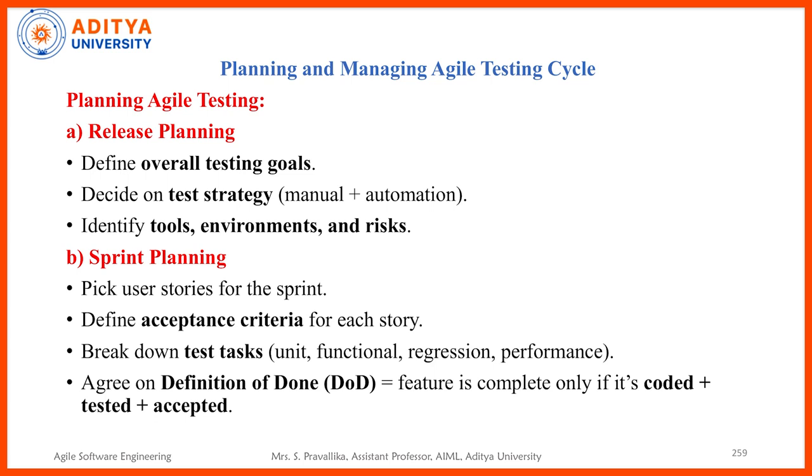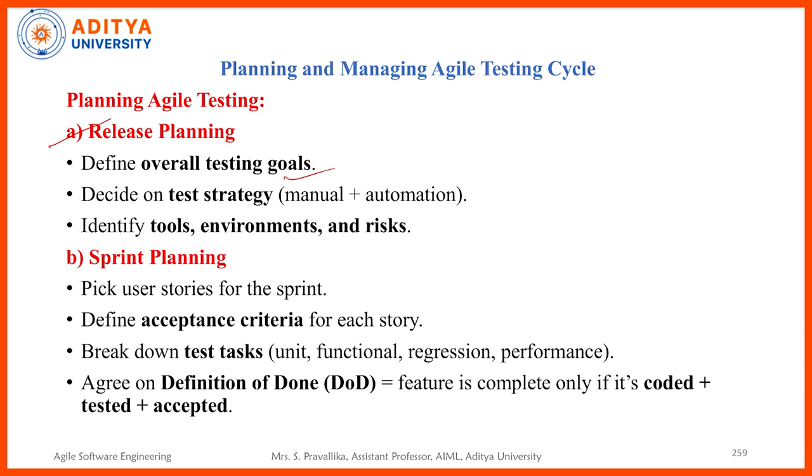In planning Agile testing, we have two categories of planning. One is release planning and the second one is sprint planning. So let us see these two plannings in detail. First one, the release plan. In this release plan, what is going to happen? We are going to define the overall testing goals first. We need to define the overall testing goals initially.